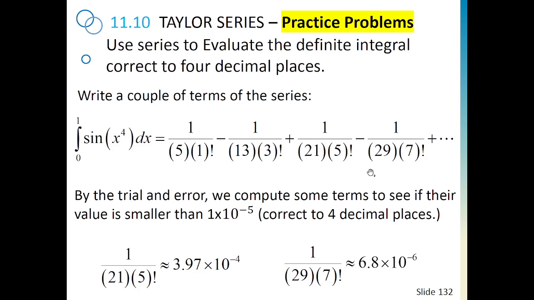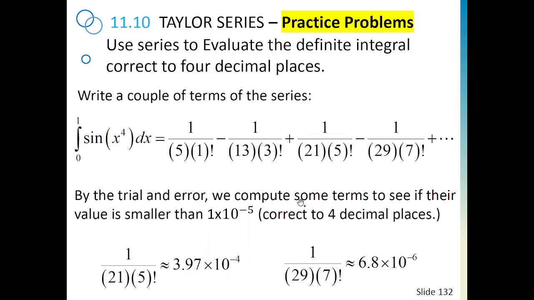Again, it's by trial and error. I try 2 of these, the 3rd term and the 4th, just to see. The 3rd term doesn't satisfy the condition because I need 1 times 10 to the power minus 5, but this is like 4 times 10 to the minus 4. That's not good enough. The next one satisfies the condition. So I will use this one as the error estimate, and the 3 terms before it will be my approximation. I add them together and I get my approximation.